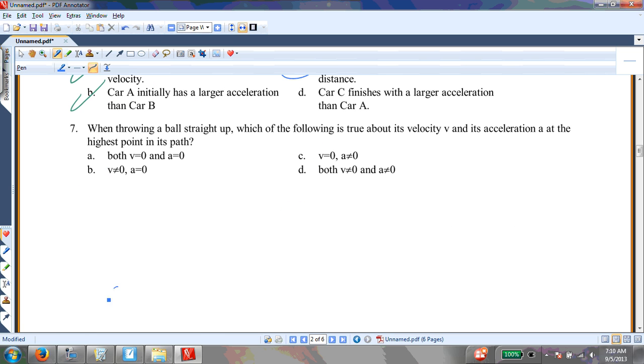Throwing a ball straight up, it travels like this, it comes back down. We know at the top that the velocity equals 0. The acceleration is minus 9.8 always, so C is the right answer.